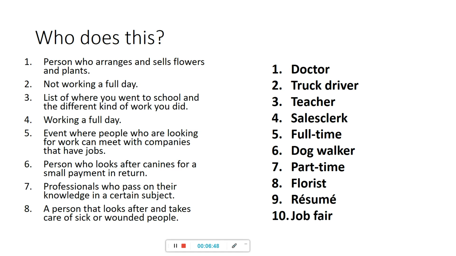So, let's take a look at your answers. Number 1, person who arranges and sells flowers and plants. Clearly that's a florist. Next we have not working a full day. Si no es el día completo, full day, then it's part-time. Next, list of where you went to school and the different kind of work you did. So we're talking about a resume, right? That kind of information goes to a resume.